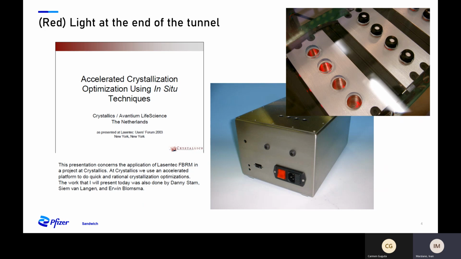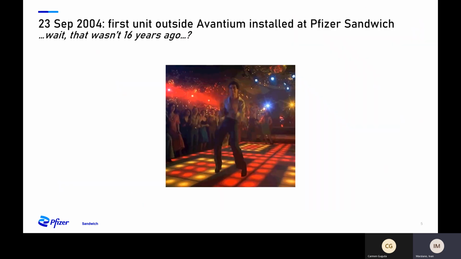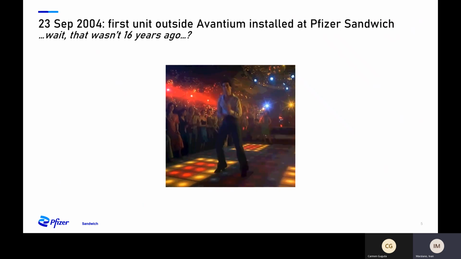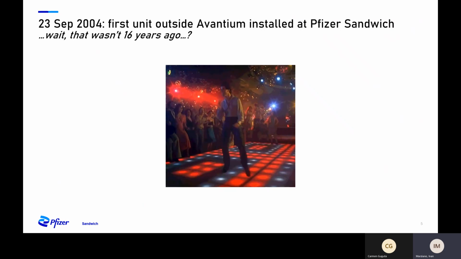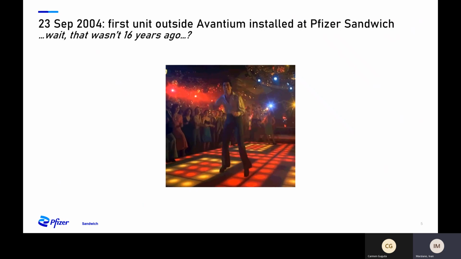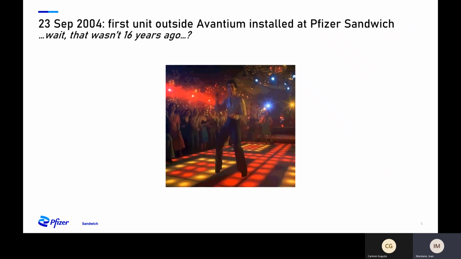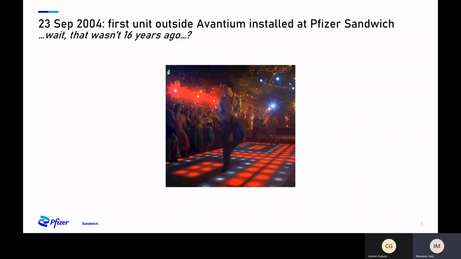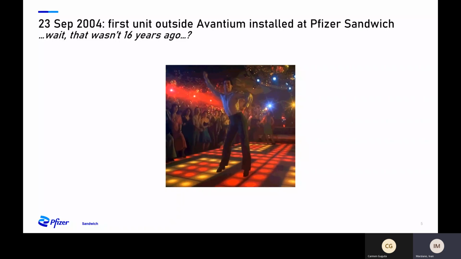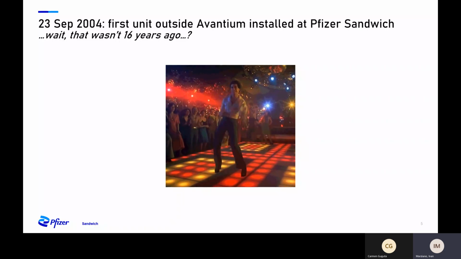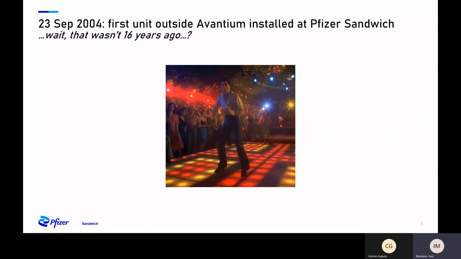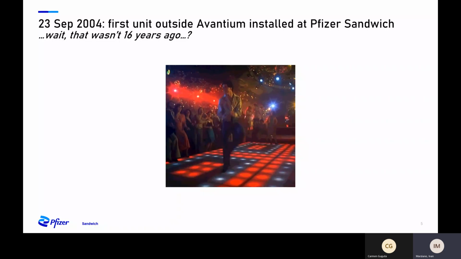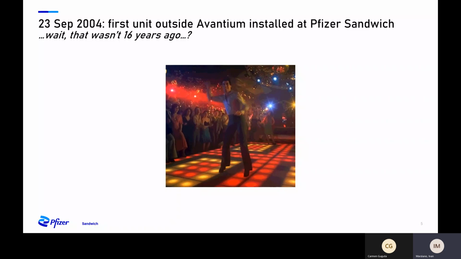The very first box that we had looked like what you see in the picture. It looks very different from what we have now. It was this nice silver box with the lights shining at the bottom. I'm a bit of a hoarder, so I have lots of emails, and I was able to trace the original receipt for our first Crystal 16 order. We received our first Crystal 16 on the 23rd of September 2004, and this, to my knowledge, was the first unit installed outside of Avantium, in our group. Those of you who are good at maths will realize that that's 17 years ago and not 16 years ago.